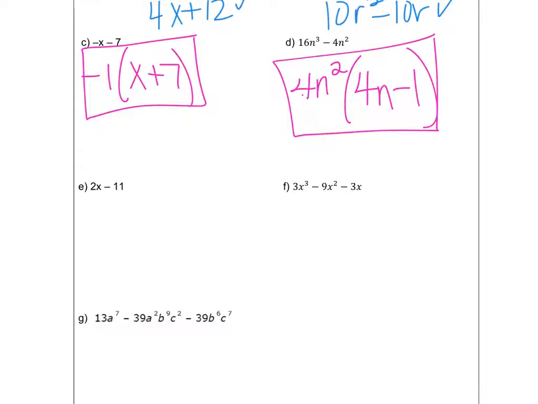Okay, letter E. We are looking if there's a greatest common factor between 2 and 11. Both of those numbers are prime, so there is not a common factor besides just 1. So I'm just going to rewrite it. Not a GCF besides 1.